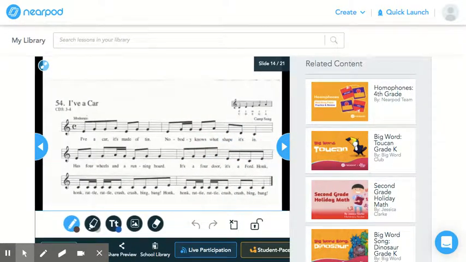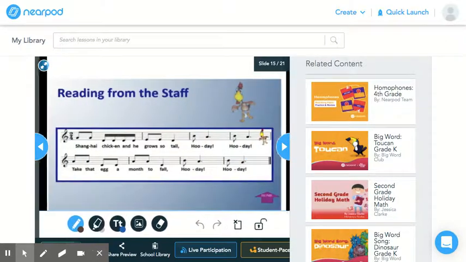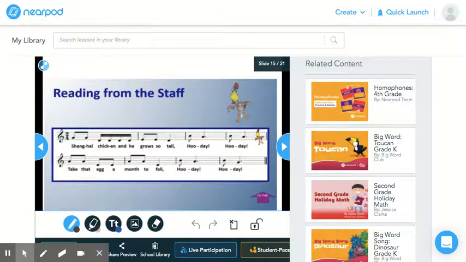Next one is I Have a Car. We've done that one in class as well. And Shanghai Chicken. And so I'm asking them to take those markers and circle and show the different rhythm patterns. I'm asking them to be detectives and to look for where they see the same patterns, where they see differences, and to show it by circling them.